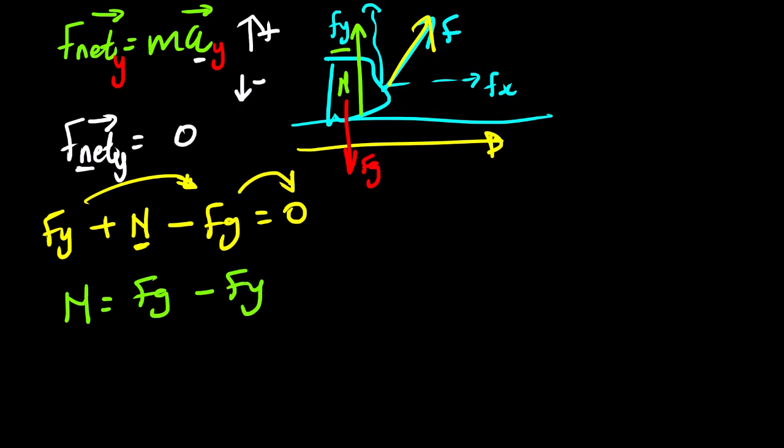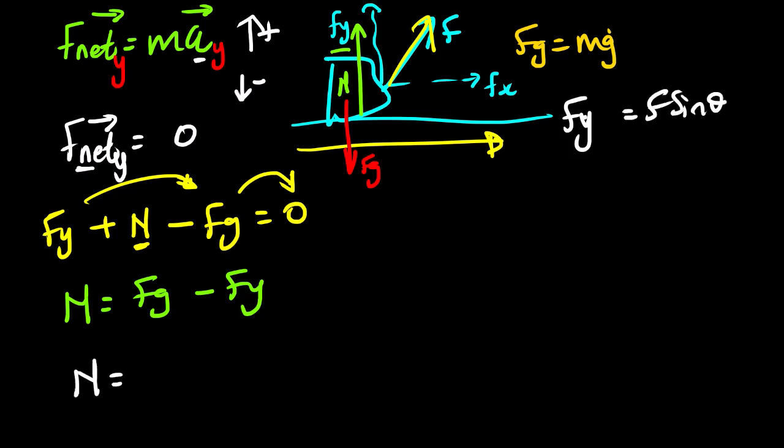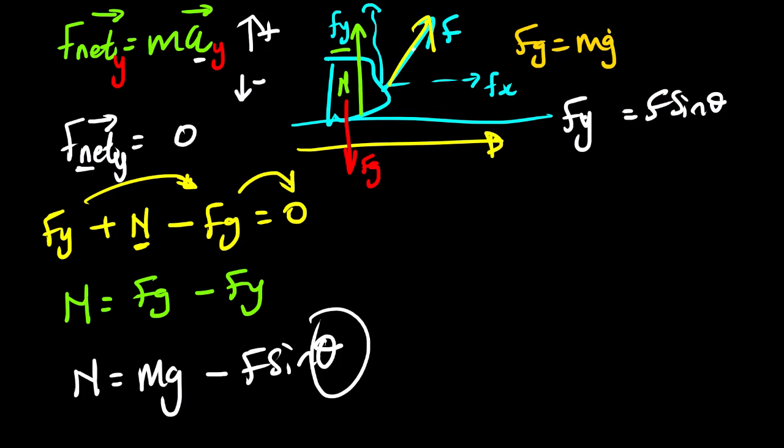Now when we expand this, remember we said Fg is equal to mg. Then we should also know that Fy is equal to F sine theta. So normal force is equal to mg minus F sine theta. This angle is the angle between the force and the horizontal reference. It's this angle. And this F is our applied force, m is the mass of the object, and g is 9.8.